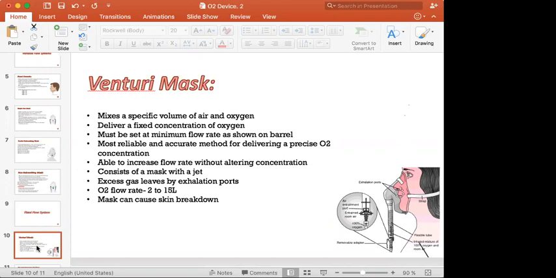And we have high flow, so we are meeting the patient's inspiratory flow. It's reliable to give accurate oxygen concentration. For example, if the patient is tachypneic or hyperventilating, and we want to give a specific FiO2, for example for a COPD patient, we can use a Venturi mask. We can increase the flow rate without changing the concentration of oxygen.